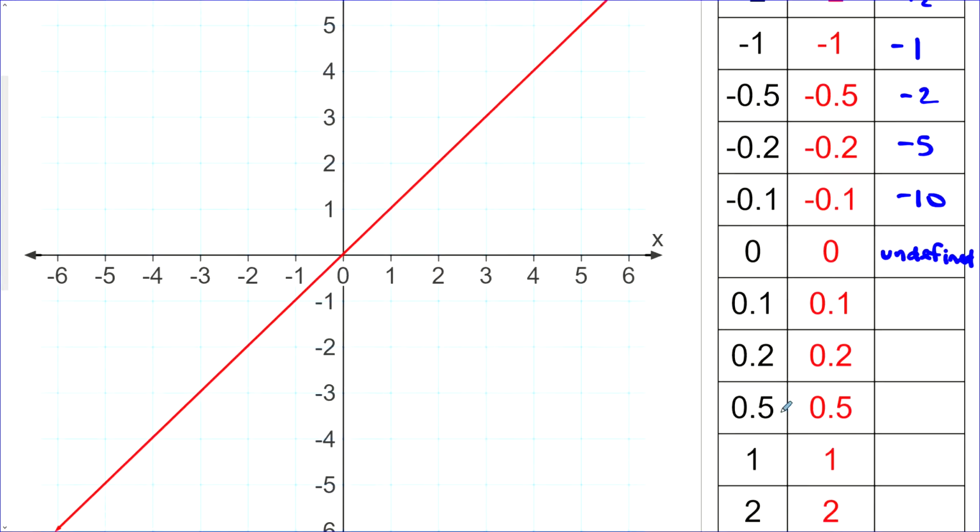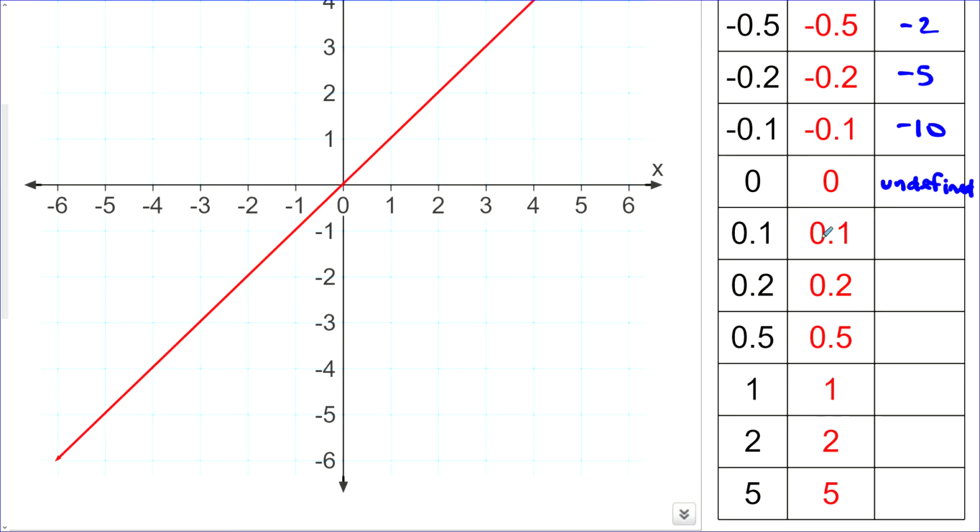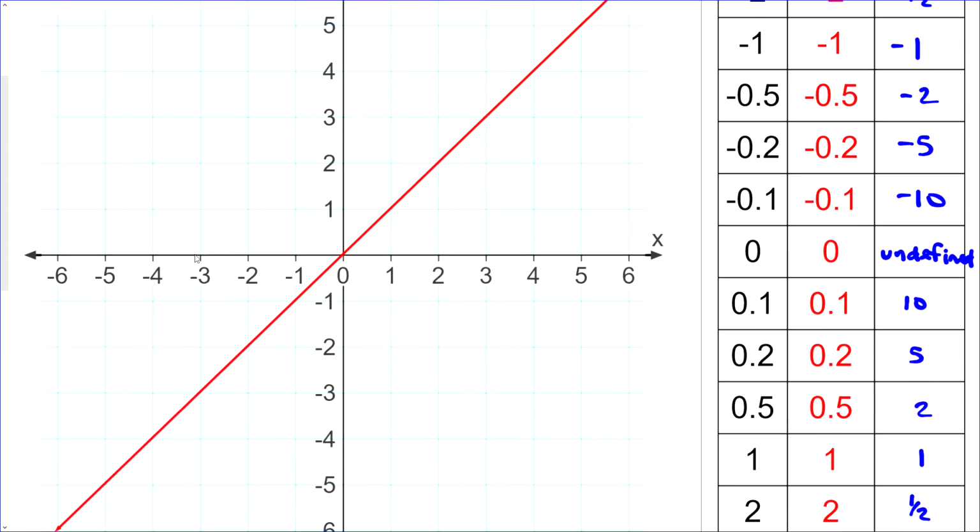And then we've got the positive values here. Reciprocal of this is just 10, reciprocal of this 5, reciprocal of this 2, reciprocal of 1 is just 1, reciprocal 1/2, and reciprocal 1 over 5. Let's plot these points on the graph and connect them.